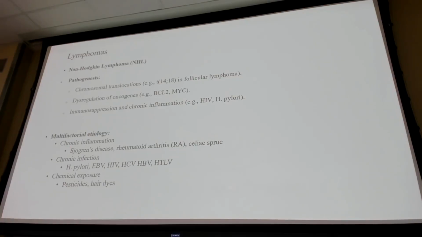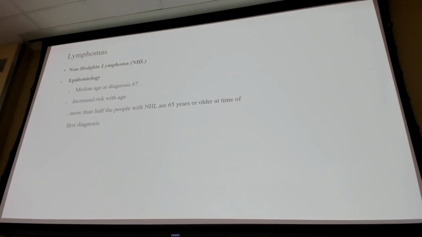Multifactorial: chronic inflammation, Sjogren's, rheumatoid. All those patients always make me a little bit nervous because those diseases tend to have some other badness associated with them all the time. All this autoimmune stuff. Chronic infections, we've seen this before, and then certain chemical exposures. All can contribute to a non-Hodgkin's.